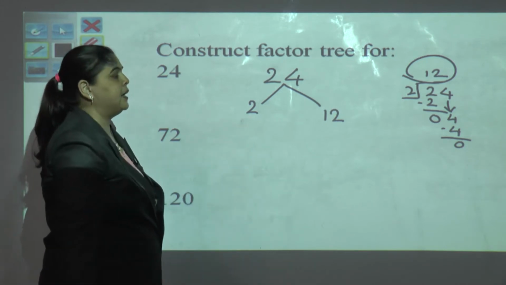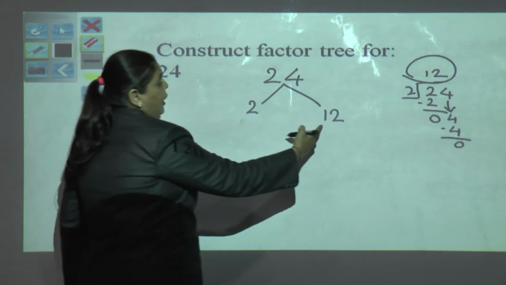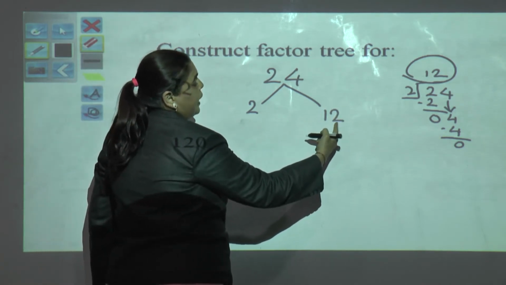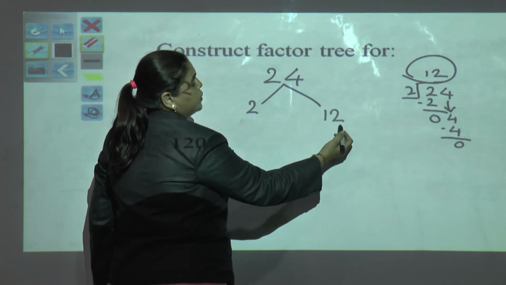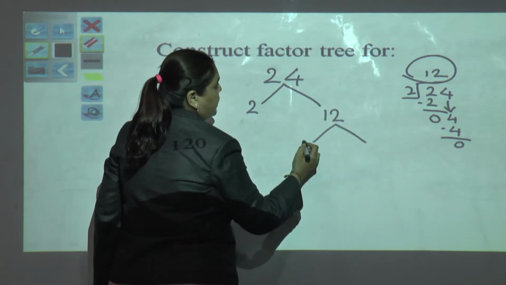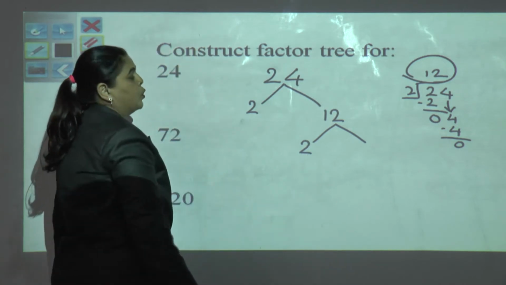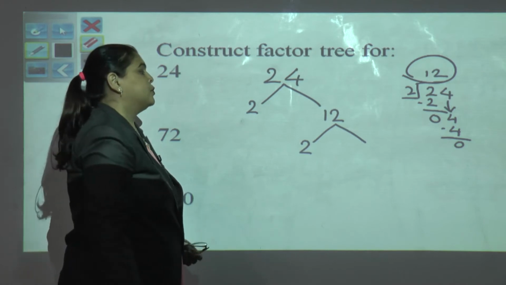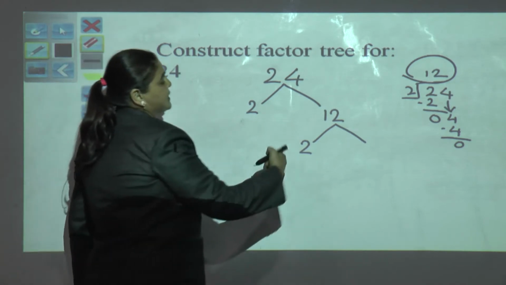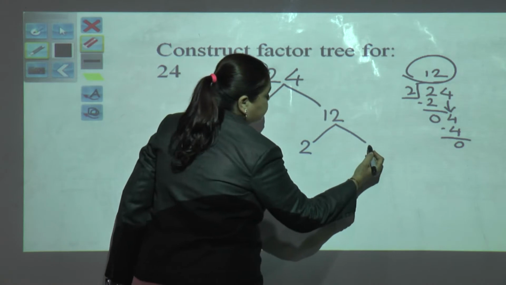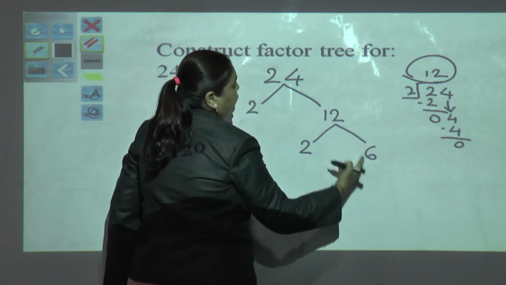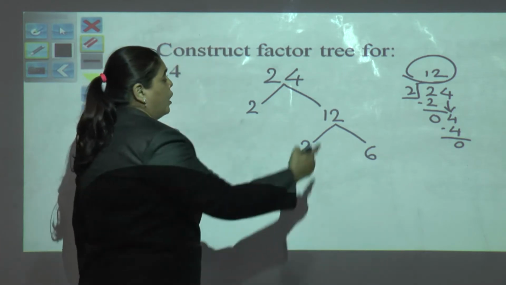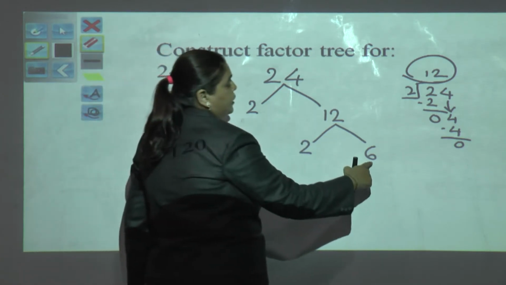Now 2 is a prime number, which has only two factors, that is 1 and the number itself. So we can go for more factors of 12, which is again an even number in the ones place. So again it is divisible by 2. Now it is a very small number, so you can recite the table of 2. 2 sixes are 12. So the factors of 12 are 2 and 6. Now again we have here 2, and we have here 6.